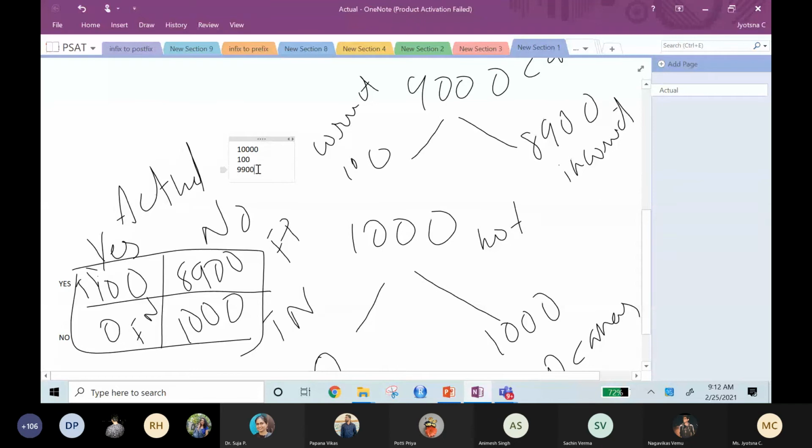100 are having cancer, 9,900 not having cancer. That way only I told, no? 100 are having cancer, 9,900 not having cancer. So you add and see actual 100 in the column. First column you add 100. Second column you add 9,900.